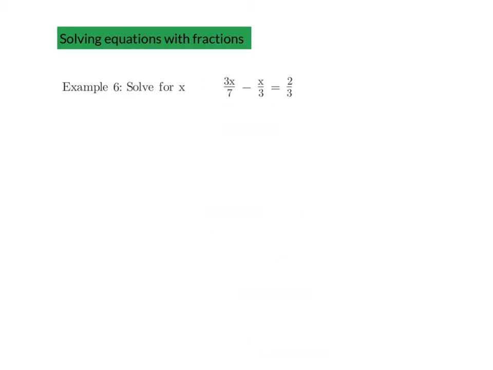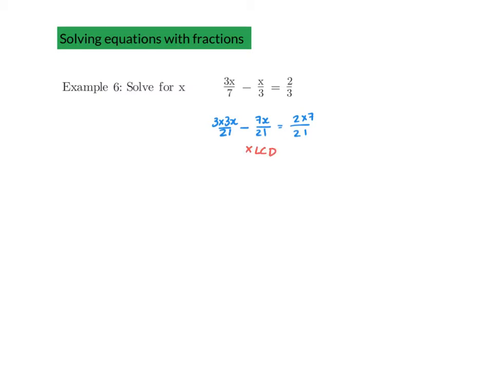Now in this equation, I've got multiple fractions. So let's start by making all of my denominators the same. And the lowest common denominator for all of them will be 21. So for the first term, 7 times what is 21? 7 times 3. So I must multiply the top by 3. In the second term, 3 times what is 21? 7. And the last one, it's the same thing.